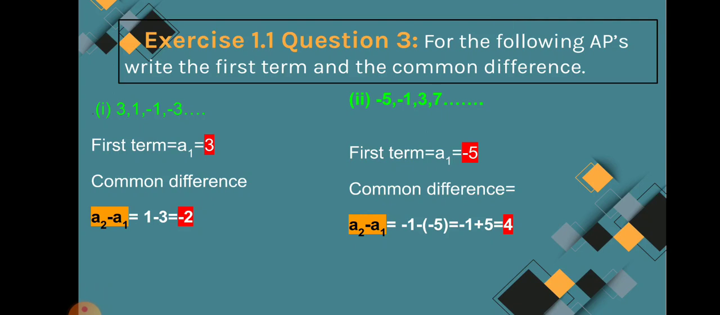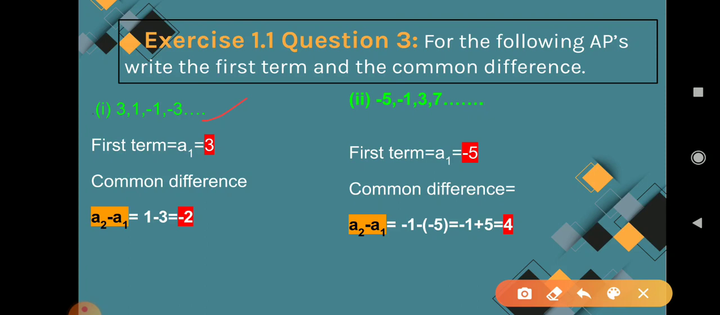First AP, 3, 1, minus 1, minus 3, and so on. This is our AP. So here, as I told you, the first number itself is the first term, as the name says. So the first number in the given AP itself is the first term. So in this AP, 3 itself is the first term. So A1 equals 3, or you can write it as first term equals 3.